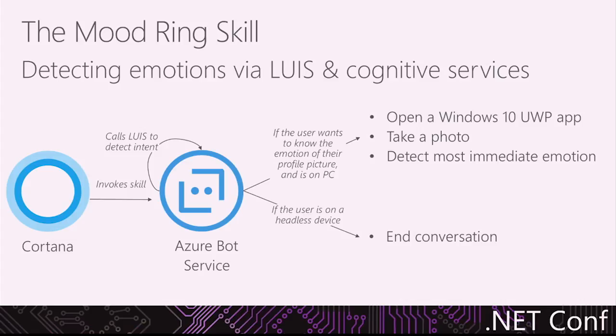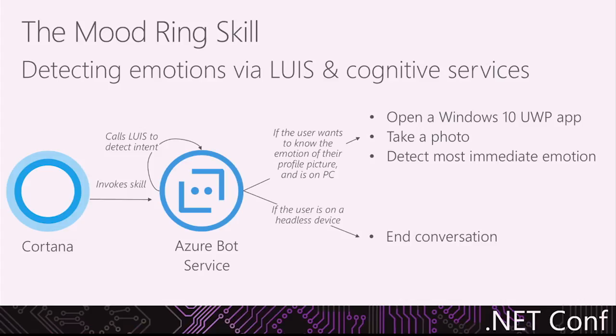Today, we'll talk about what we call the mood ring skill, which detects emotions via LUIS and the cognitive services. Cortana will call into this Azure bot service, which is still running all ASP.NET. We'll start asking the skill questions like, tell me how I feel today, or do I look like I'm angry? And just like a regular mood ring would change color depending on your mood, the Azure bot service will actually use some smarter AI technology to tell you how you're feeling, mainly through the Emotions API offered with the cognitive services.